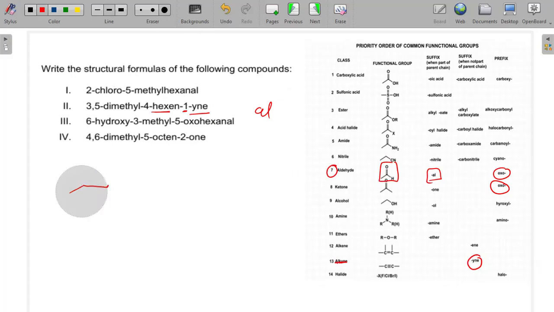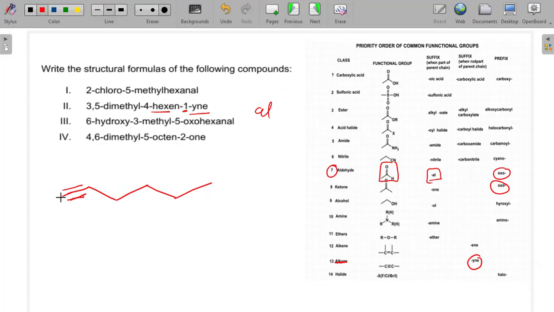Let me draw it properly. We have carbon number 1 there, number 2, number 3, number 4, number 5, number 6. And we are being told that carbon number 1 is where the triple bond is going to be located, by this 1 here. So the triple bond is at position number 1. We are also being told that we have 3,5-dimethyl. This dimethyl means that we have two methyl groups, but not at the same position. One is at position number 3.